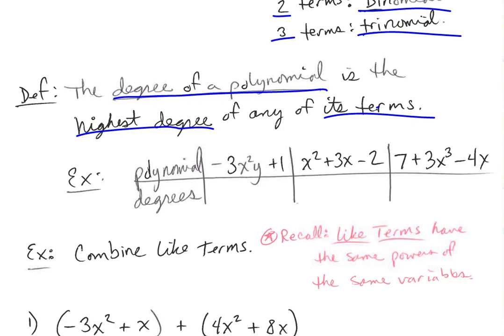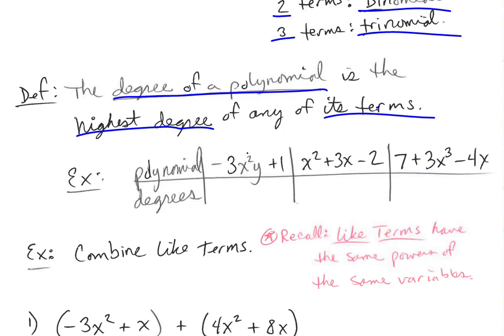So let's consider some examples. What if we had negative 3x squared y plus 1? That would be a two-term polynomial, also known as a binomial. And you can tell by counting the items separated by addition or subtraction. Remember, those separate terms. And so we would simply look at the degree of each of those terms and pick the highest one to represent the degree of the entire polynomial.